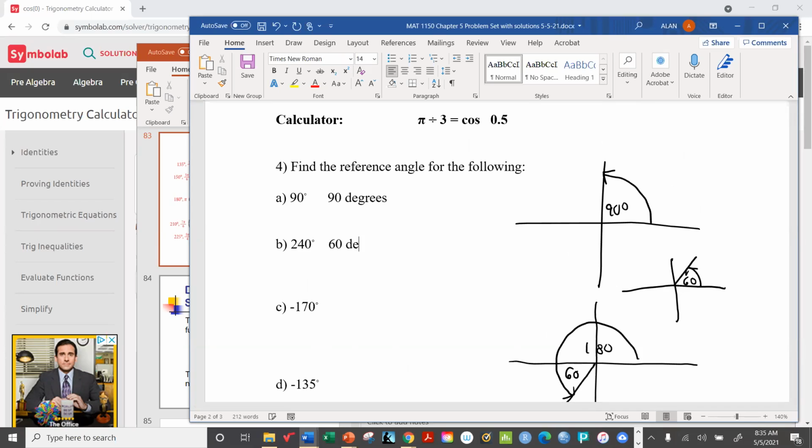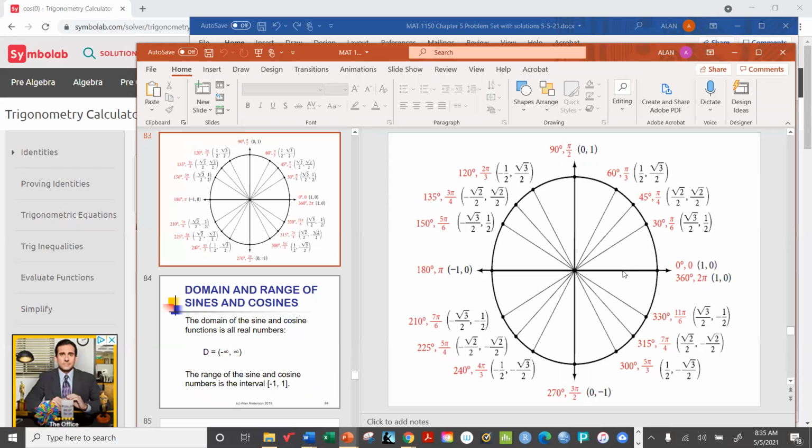Because what you've done here is subtracted 180. All right. Okay, so how does this help us? Well, let's try an experiment here. We've got 60 and we've got 240.